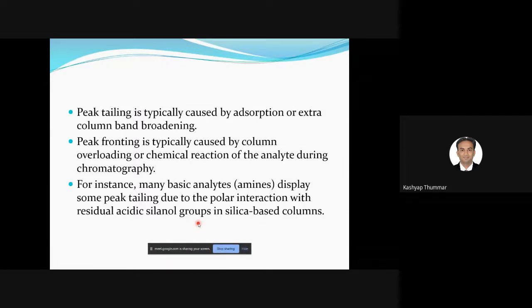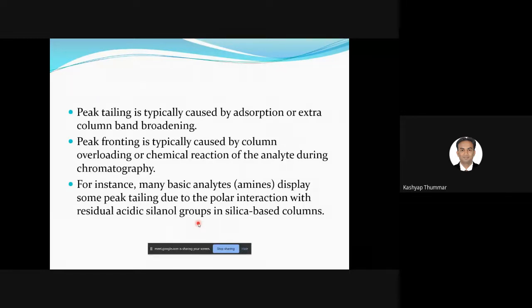Sometimes fronting is due to a chemical reaction that happens when the mobile phase is mixed with the sample. For instance, many basic analytes or amines display some peak tailing due to polar interaction with the residual acidic silanol groups in silica based columns. In some cases the peak tailing is hard to remove, because the chemical interaction is inherent. Whatever the column material, it is a silica based column with silanol groups.